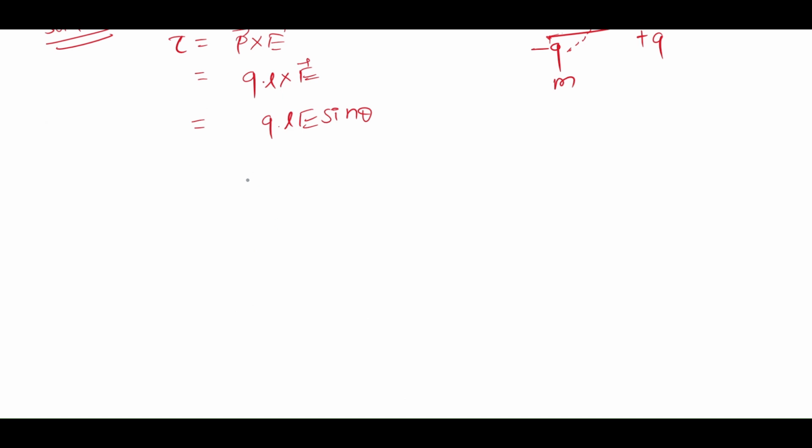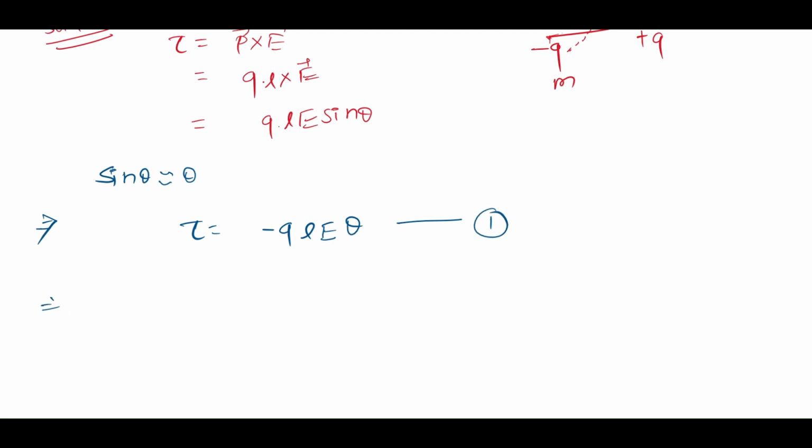Now if we rotate by a small angle, we can write sine theta is approximately equal to theta. So when the electric dipole is rotated by a small angle theta, the torque acting on it will tend to rotate the dipole back towards the electric field direction. So the torque can be written as minus Q L E theta. This is the equation of torque acting in this scenario.